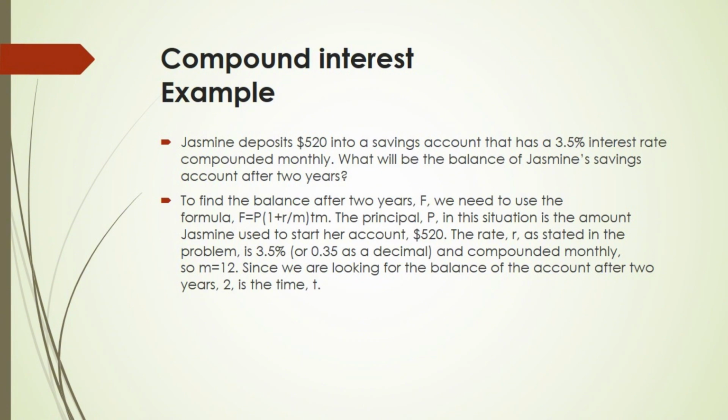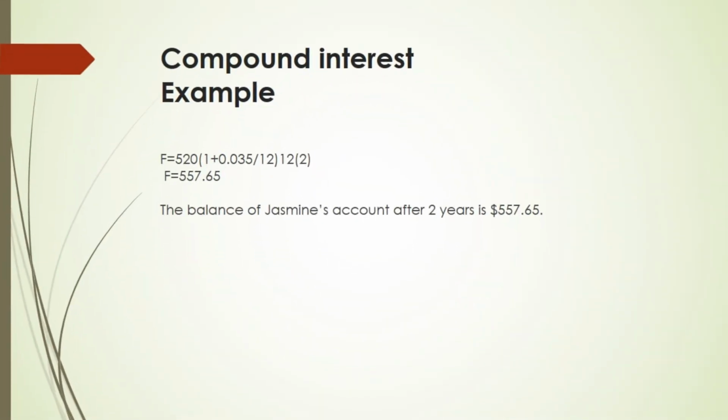The principal P in this situation is the amount Jasmine used to start her account, $520. The rate R, as stated in the problem, is 3.5% or 0.35 as a decimal, and compounded monthly, so M equals 12. Since we are looking for the balance of the account after 2 years, 2 is the time T. Hence, the balance of Jasmine's account after 2 years is $557.65.